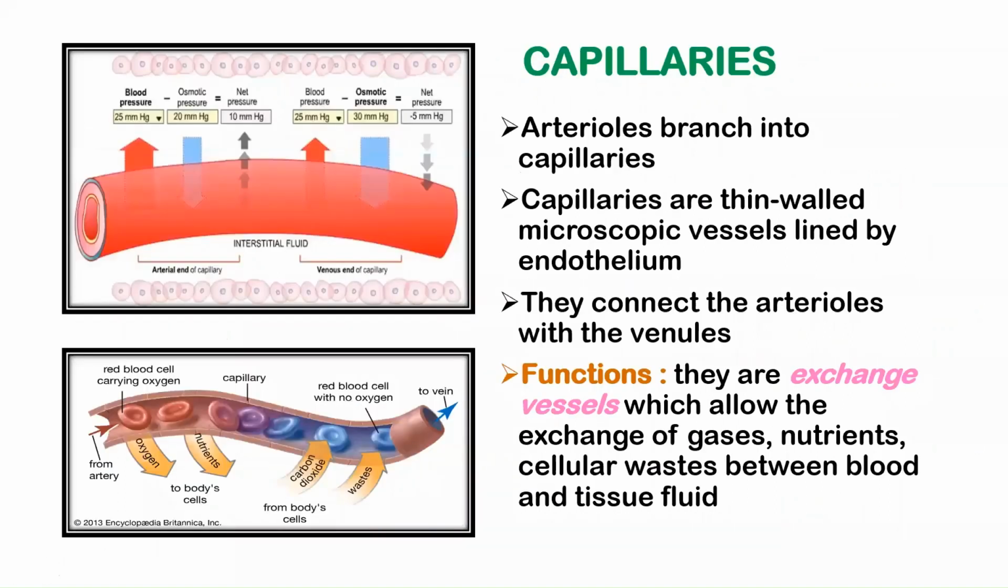The capillaries are also known as the exchange vessels. The arterioles divide into smaller branches and give rise to the capillaries, which are lined by a single layer of endothelium. The capillaries thus connect the arterioles with the venules. They help in the exchange of nutrients and oxygen to the body cells and collect the waste products and carbon dioxide from the tissue fluid back to the venules.